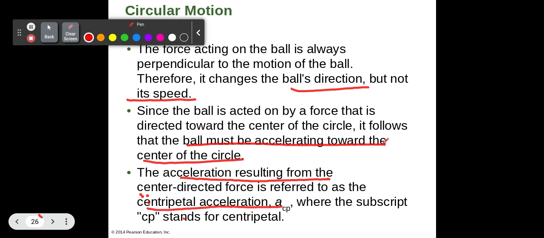So that is centripetal acceleration, where the CP stands for centripetal. Centripetal just means, if you break the name down, a center-directed acceleration and a center-directed force.